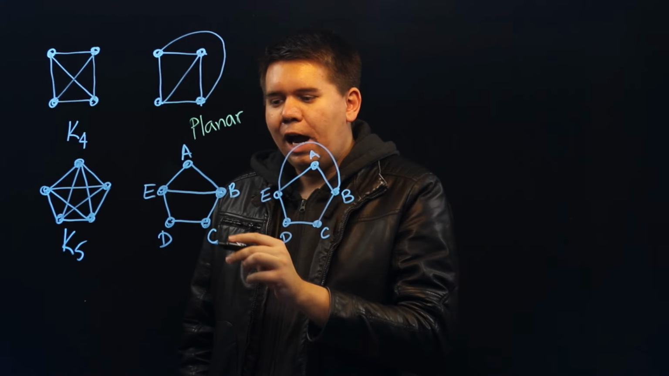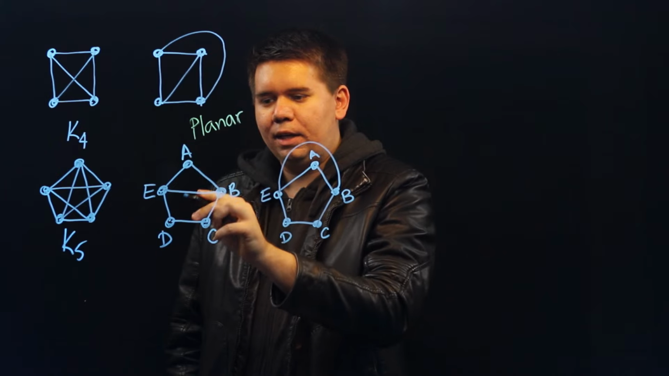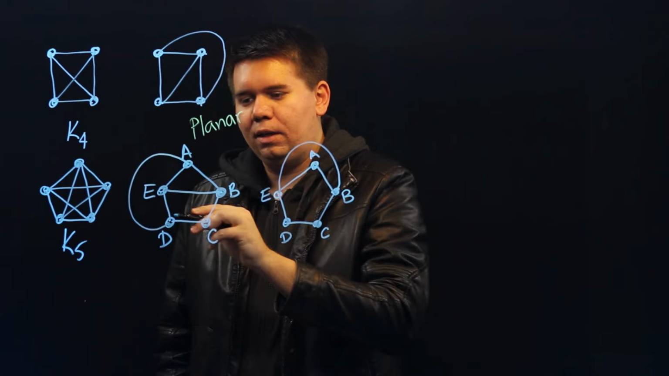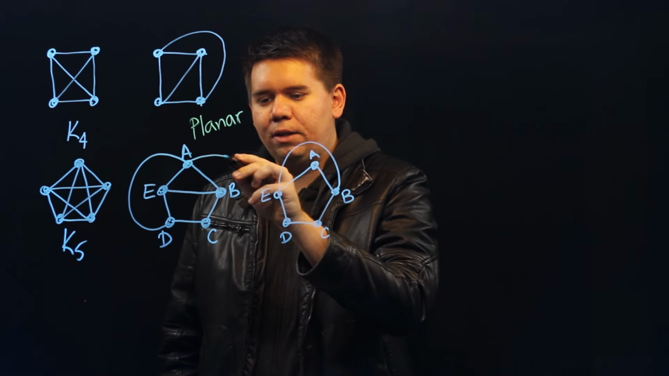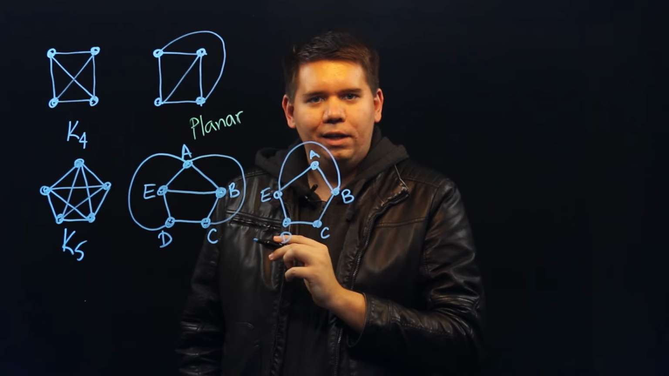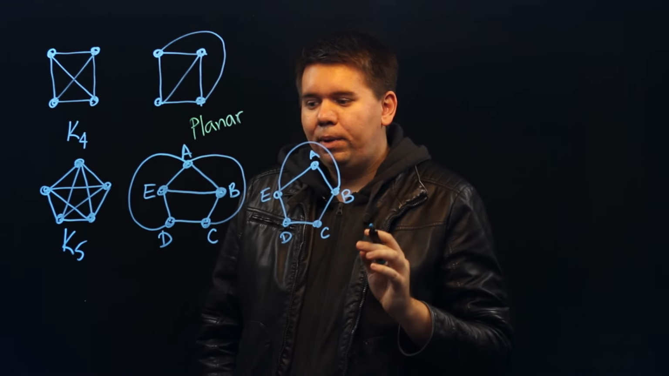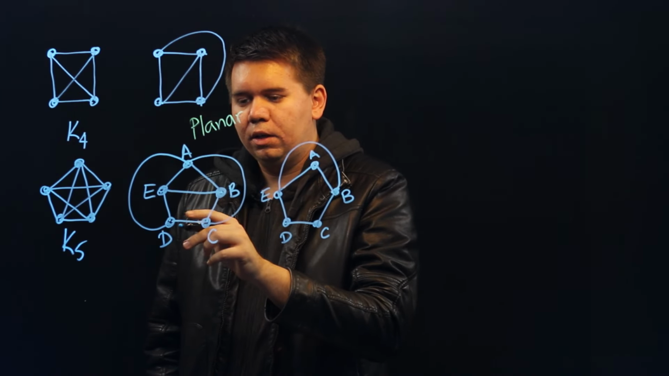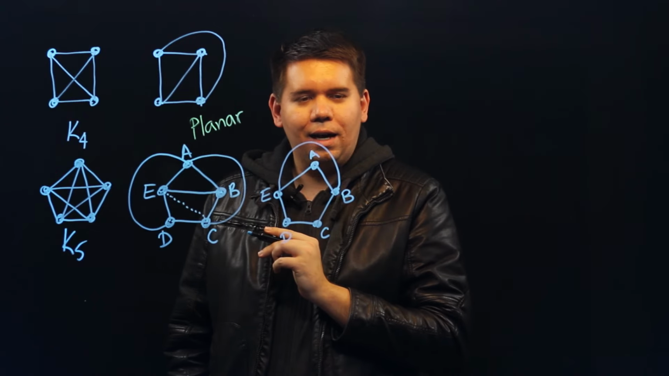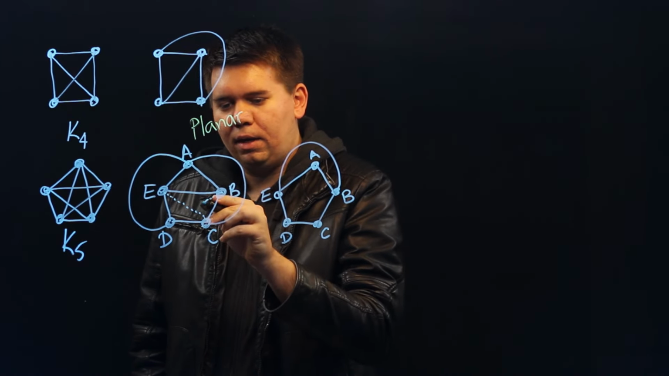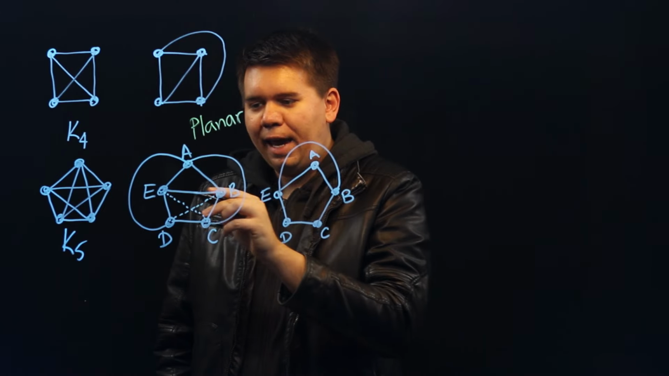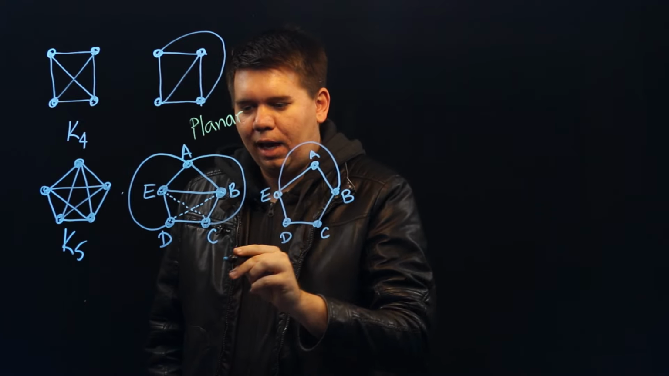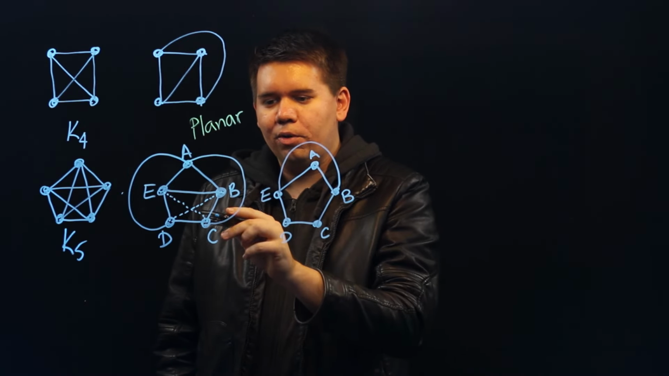In the first choice, now if we want to connect A to D, we can't do it inside without hitting the edge BE. So instead, we have to connect A to D outside. Similarly, we have to connect A to C outside so we don't hit the edge inside. But now we run into some trouble, because how are we going to connect E with C and D with B? You could connect E to C inside like this, but then when you connect D to B, they would cross. And you can't connect E to C outside because it would hit this other edge. And you can't connect B to D outside because it would hit this other edge. So either way you go, you get into trouble.